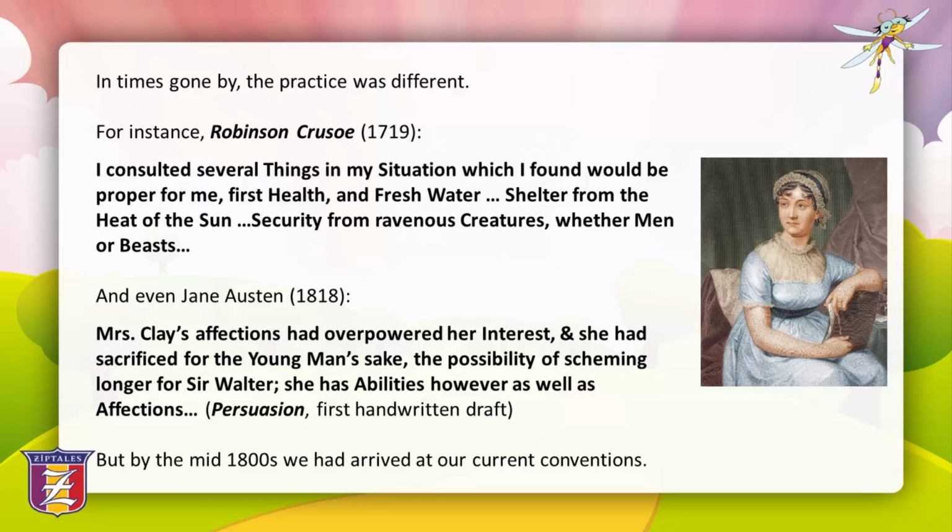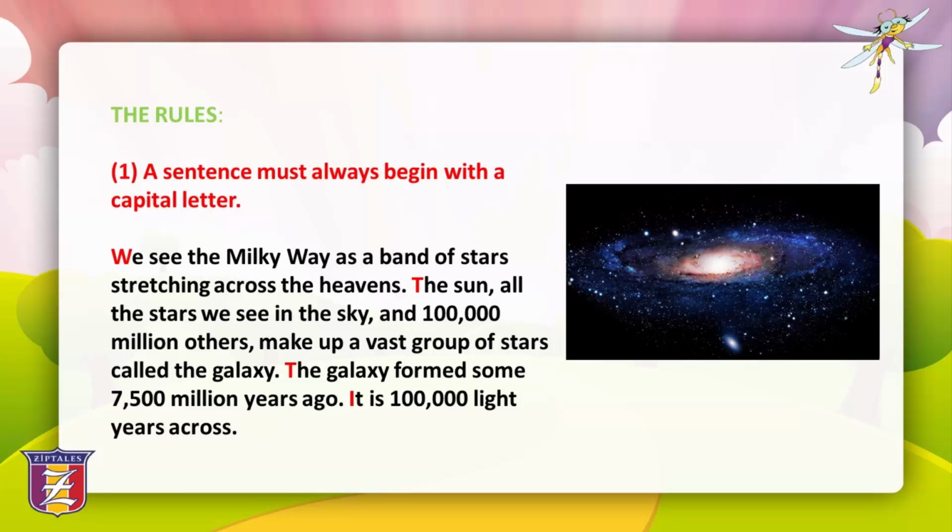And even Jane Austen put capitals on significant common nouns, as in, Mrs. Clay's affections had overpowered her interest, and she had sacrificed for the young man's sake the possibility of scheming longer for Sir Walter. She has abilities, however, as well as affections. But by the mid-19th century, we had arrived at what we now see as the standard, which I now summarise. The rules. 1. A sentence must always begin with a capital letter. Here's an example.